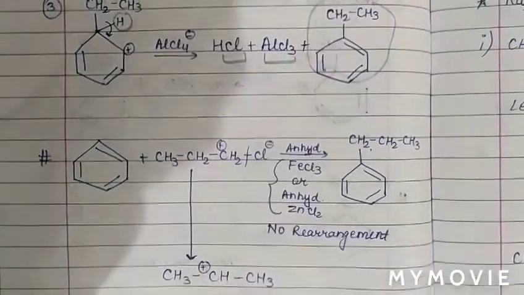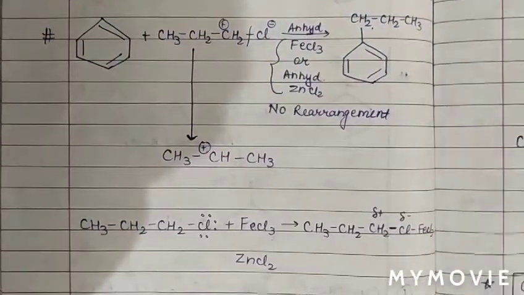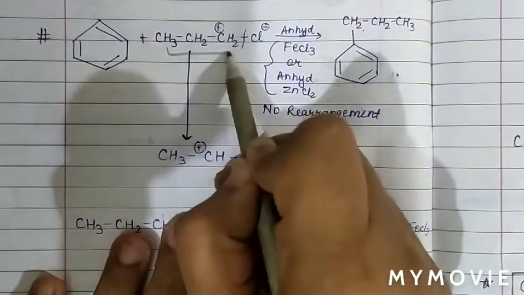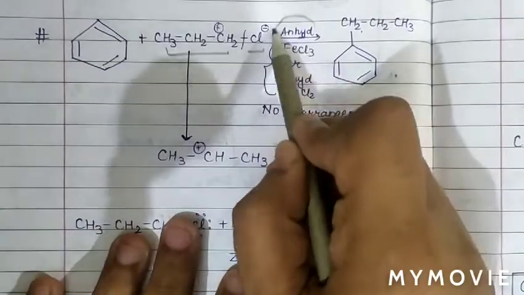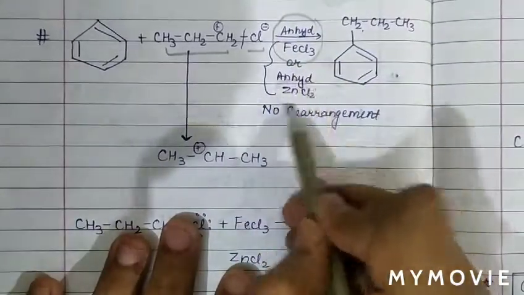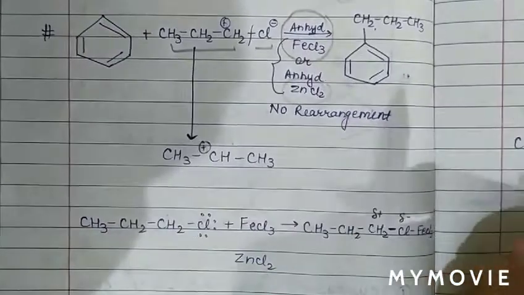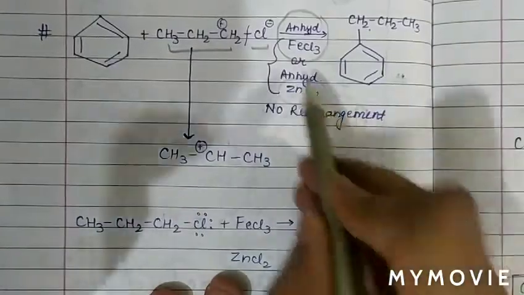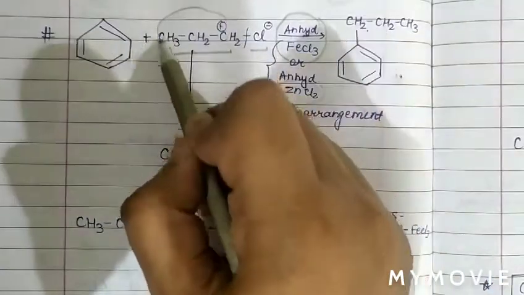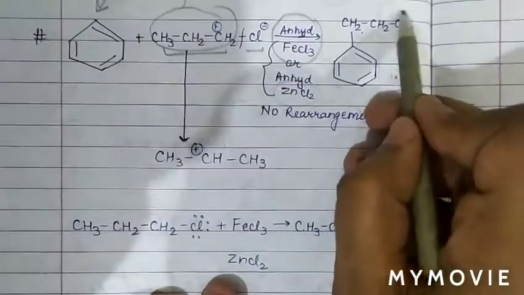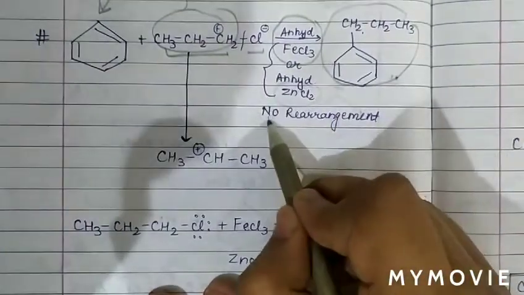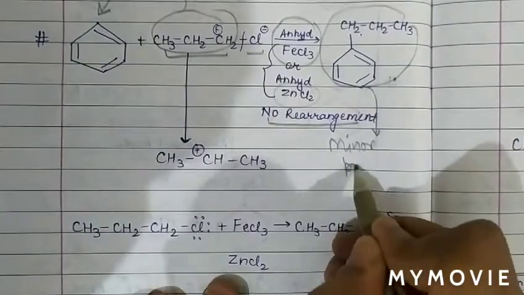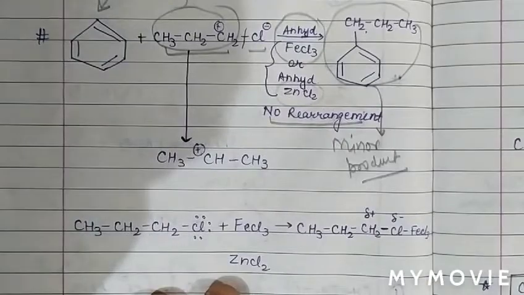Now see another Friedel-Crafts alkylation reaction. When we use benzene with CH3CH2CH2 positive and Cl, anhydrous AlCl3, we can also use FeCl3 or ZnCl2. If we use these catalysts, when there is no rearrangement, this electrophile can directly attack at this carbon and form propyl benzene. So without rearrangement, this is the minor product.